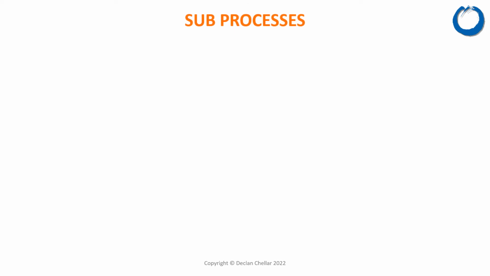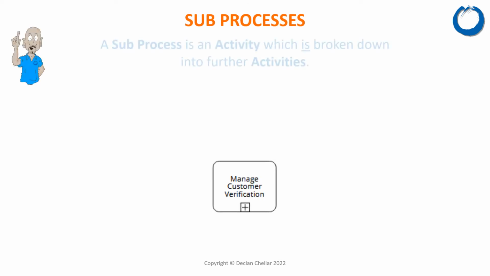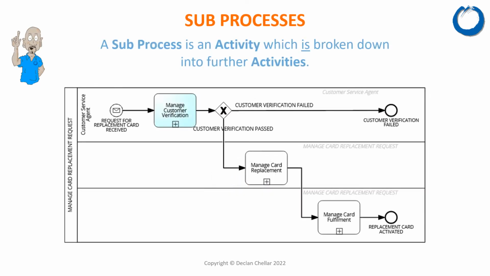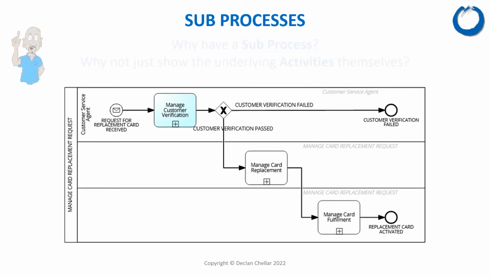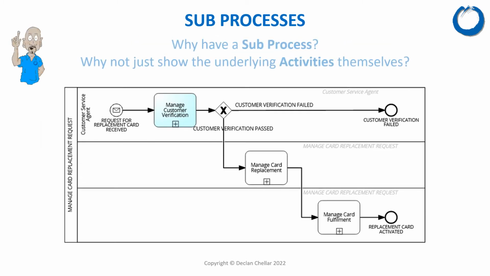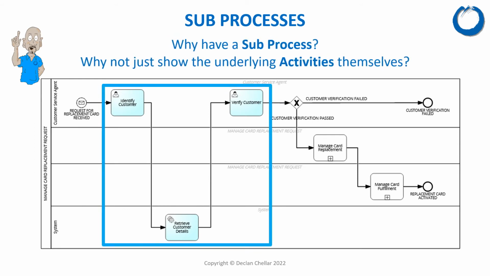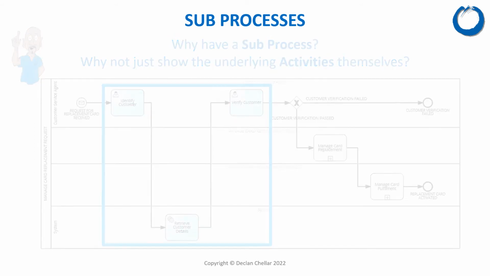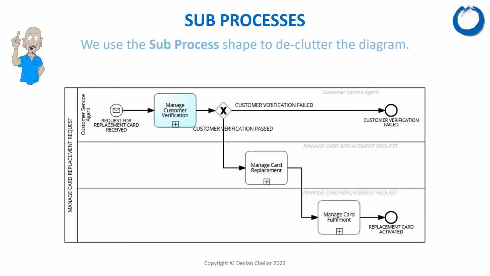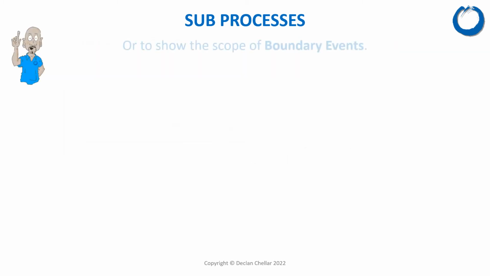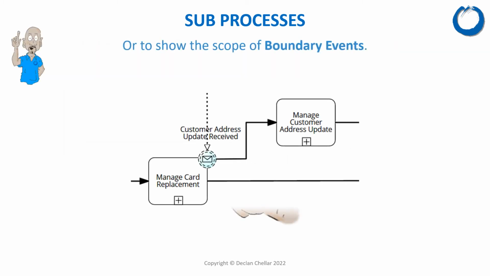Subprocesses. A subprocess is an activity which is broken down into further activities. Why have a subprocess? Why not just show the underlying activities themselves? We use the subprocess shape to declutter the diagram, or to show the scope of boundary events.